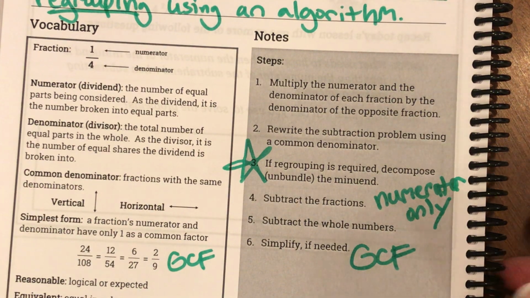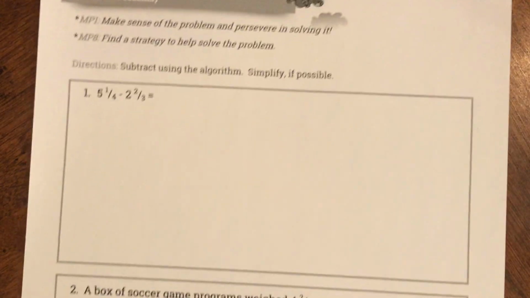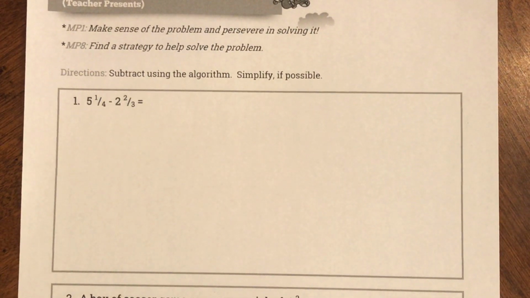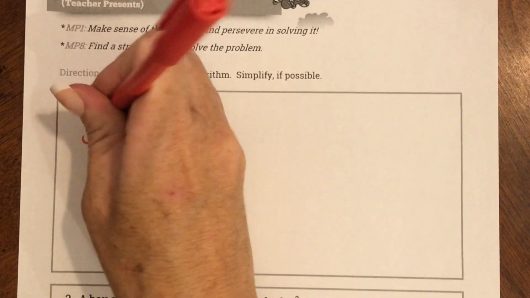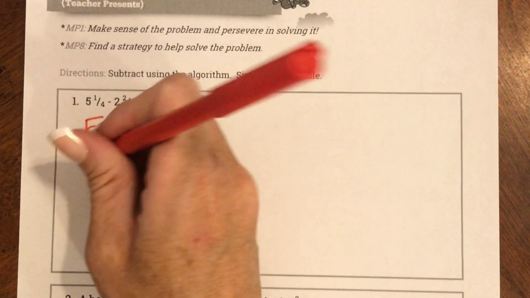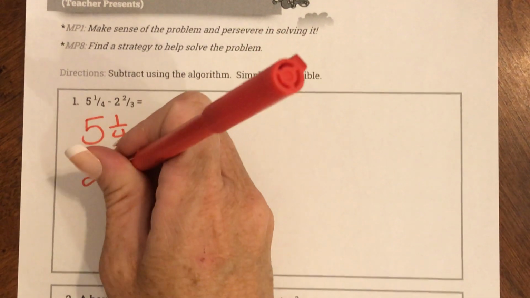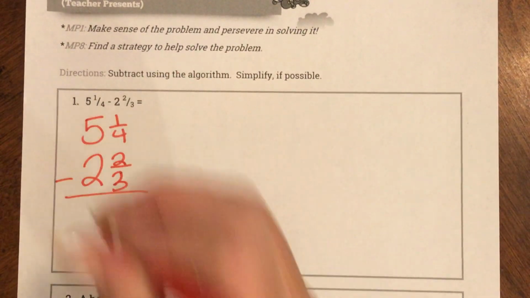Okay, so I'm going to get started on my problem. Here is my first problem, and it says 5 1/4 take away 2 2/3. Okay, so my first thing is, I prefer to write these vertically. I think it works a little bit easier for me, so I'm going to say 5 1/4 take away 2 2/3.